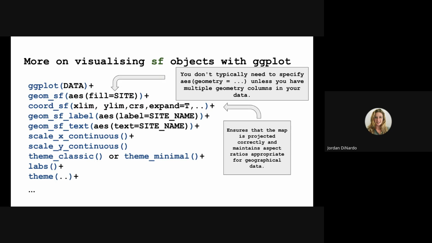Okay, and this last slide is really just showing you that everything else stays the same. We have scale_x_continuous, where you can indicate the breaks within your map that you wish to show, like the resolution. Theme_classic, theme_minimal, labels if you wish to indicate what is lat and long, and theme in terms of text size, color, what have you.